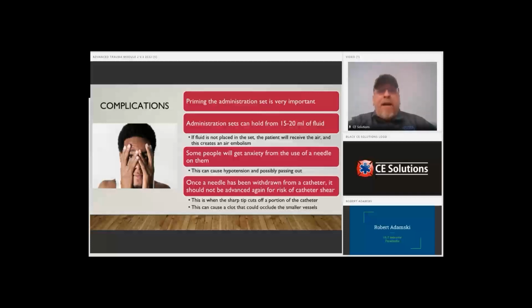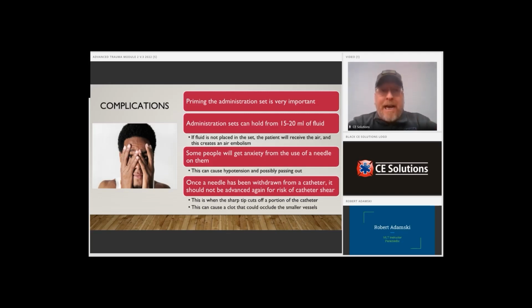Okay, some final points to keep in mind. Make sure you're priming your IV administration set. Giving a giant air embolus to your patient because you didn't prime the tubing is a surefire way to get a visit from CQI, QA, the men in black, whatever you want to call them. Bad stuff will happen.